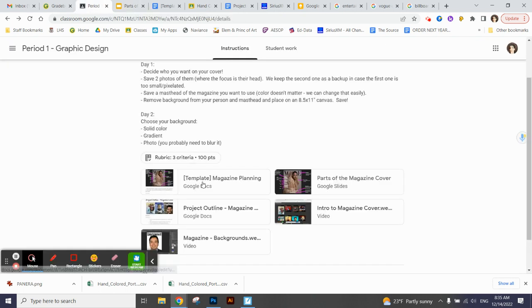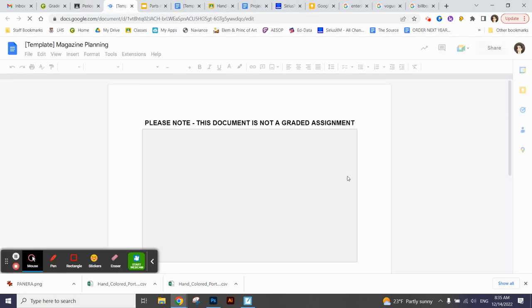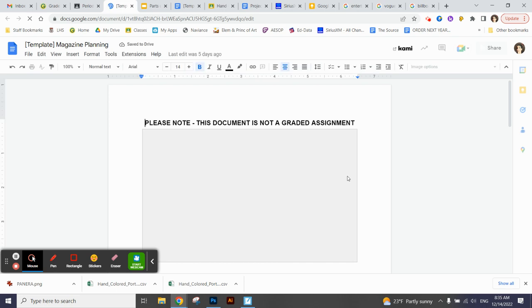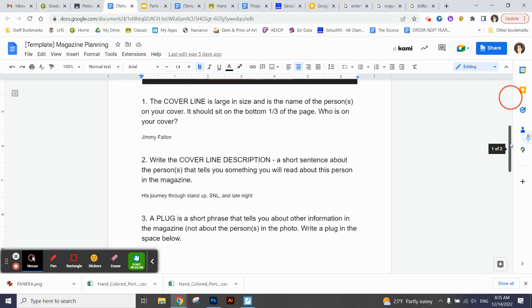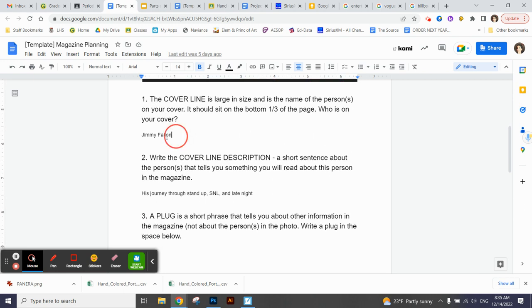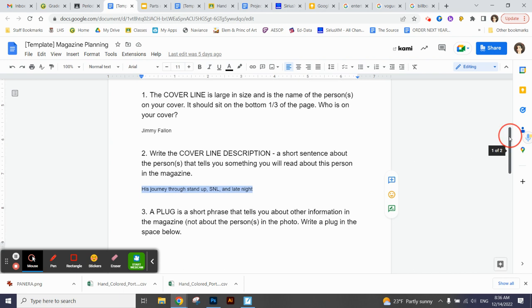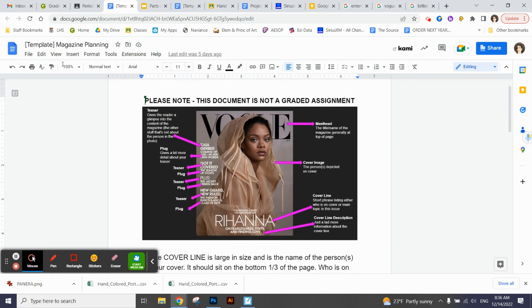I have a little Google Doc here for you, and this is not graded, but I recommend filling this out, so if you start it today and I don't see you again for a day or two, you don't forget. So for my cover line, I put Jimmy Fallon because I put Jimmy Fallon on mine. And then my little cover line description was his journey through stand-up, SNL, and late night. Short. Any questions about that part?